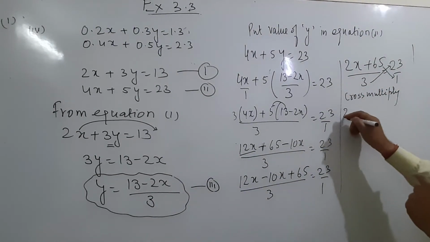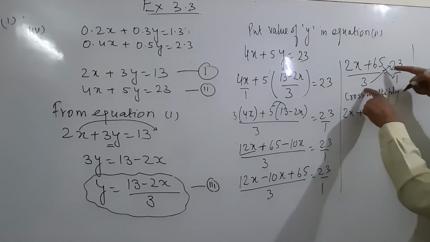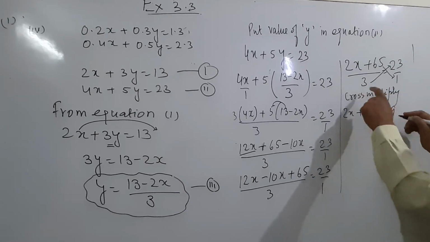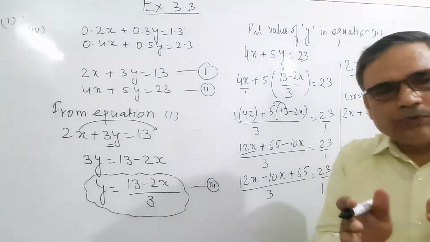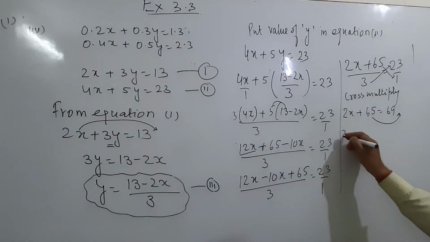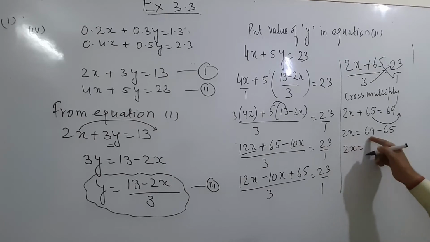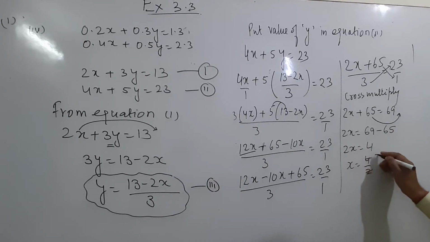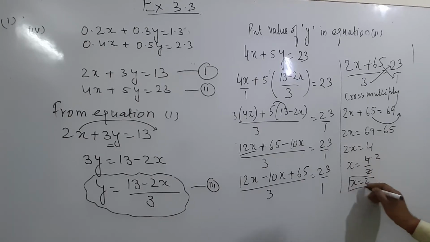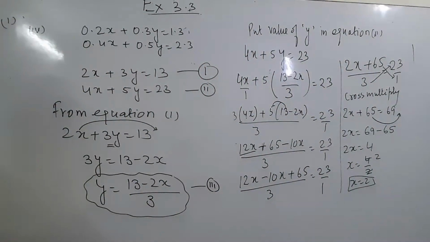This will be 2x plus 65 is equal to 3 multiplied by 23. It will be 69. Here is plus, and that will go to the right hand side. Plus will change into minus. So 2x is equal to 69 minus 65. 2x is equal to 4, so x is equal to 4 upon 2, which is 2. So x equal to 2. This is your answer, or you can say the value of x. But what do we have to find out? The value of y.